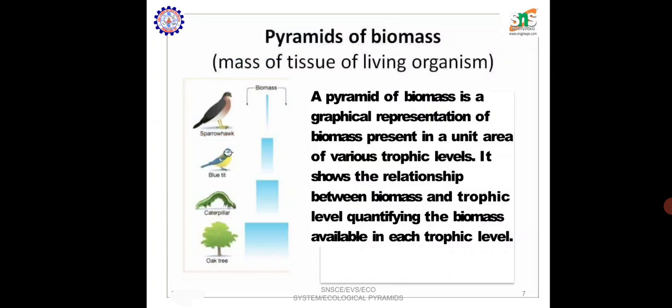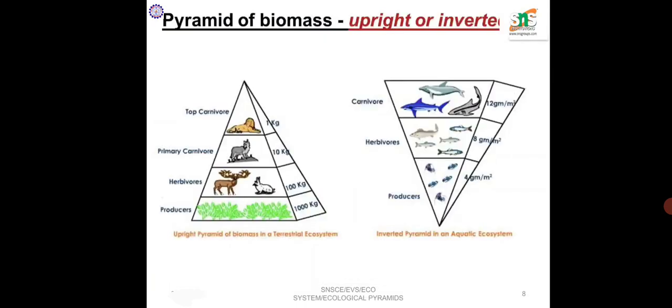So next one is pyramids of biomass. Biomass is the mass of tissue of living organisms. The pyramid of biomass is the graphical representation of biomass present in a unit area at various trophic levels. It shows the relationship between biomass and trophic levels, quantifying the biomass available in each trophic level. This picture represents the pyramid of biomass, which can be upright and inverted. It can go from the lower level to the higher, or from the higher level to the lower. That is called upright or inverted.